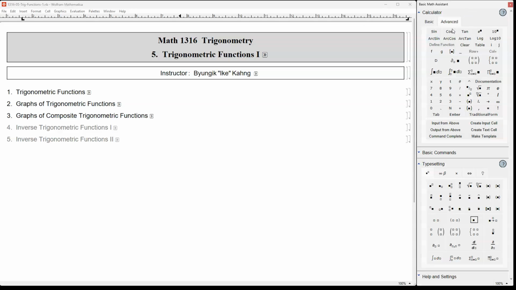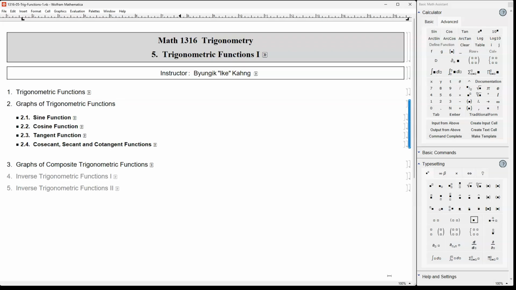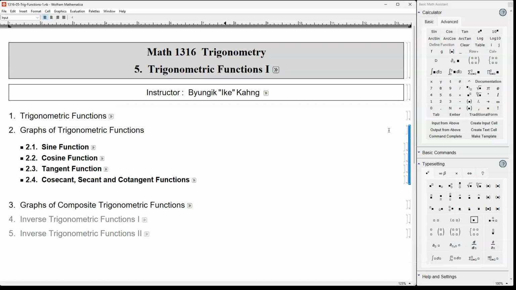Hello students, welcome back. Previously in section 1, we successfully redefined the trigonometric ratios into trigonometric functions. Now in section 2, we're going to study their graphs. After all, what's the most important aspect of a function? Well, it's a bit arguable, but in my opinion, it's the graphs.